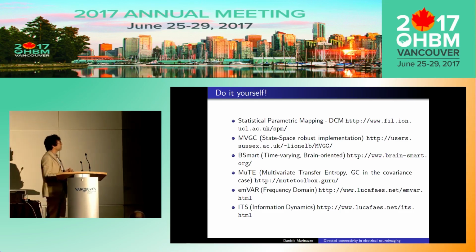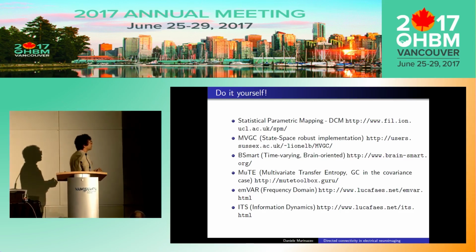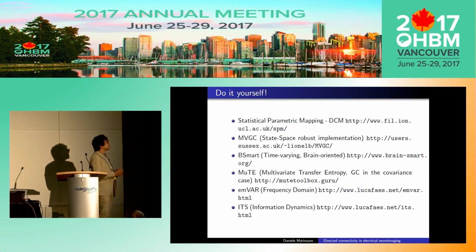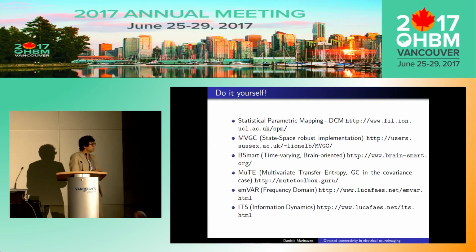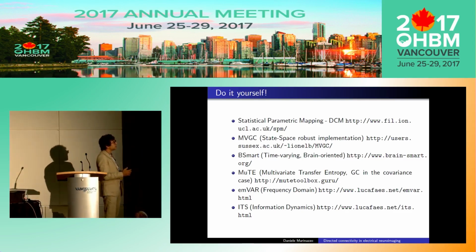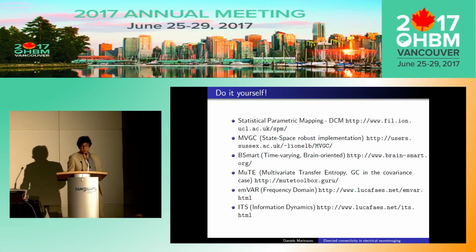But we have another toolbox which is called BSMART, developed by Wally Liang. Then we have a toolbox to evaluate multivariate Granger causality, multivariate transfer entropy, which when we use the covariance as estimator becomes Granger causality, measures in the frequency domain, and then we also have the toolbox prepared together with Luca Faes on joint information transfer and synergy.